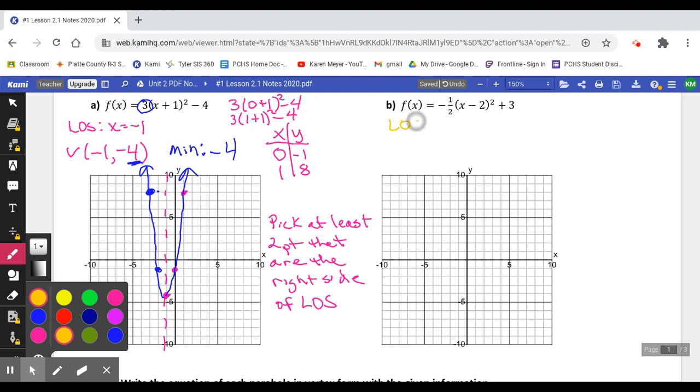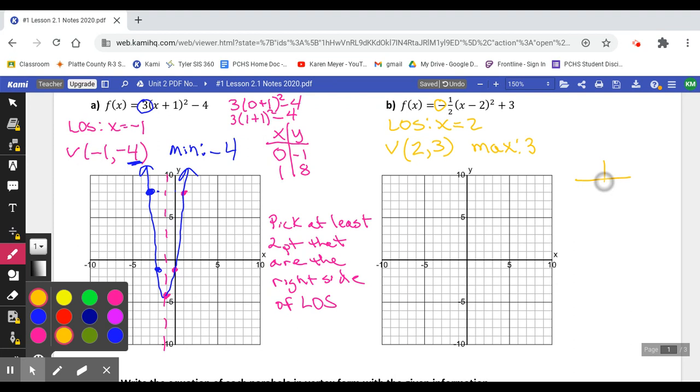Line of symmetry. X equals, switch your sign, +2. Vertex, switch your sign, which makes it +2. Keep your same sign, which makes it 3. Then I notice my a is a negative, and since my a is a negative, that means it's going to open down. So if it opens down, I know it's a max. And the max value is the y of the vertex, which is 3. Or if you want to wait and do that after you have the picture, that's fine too.